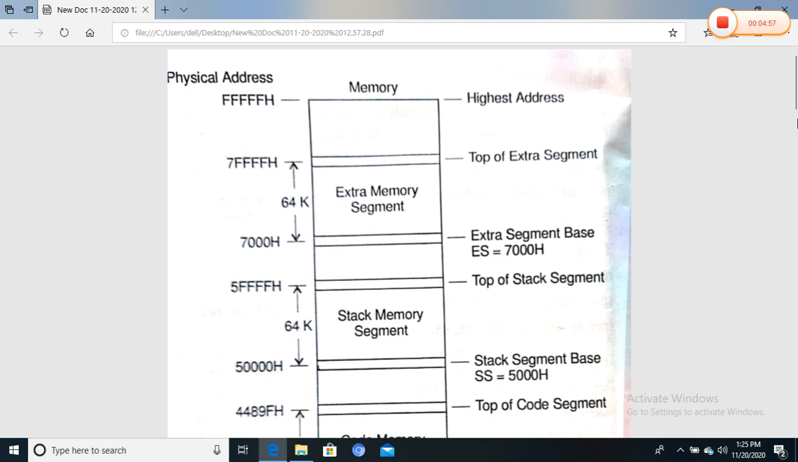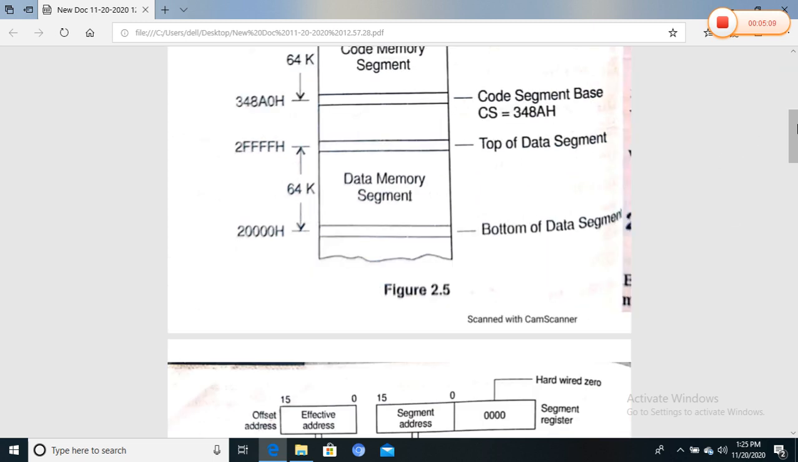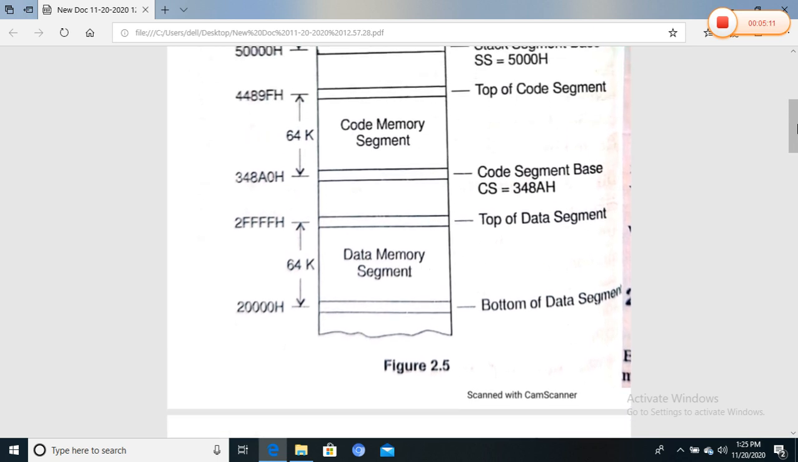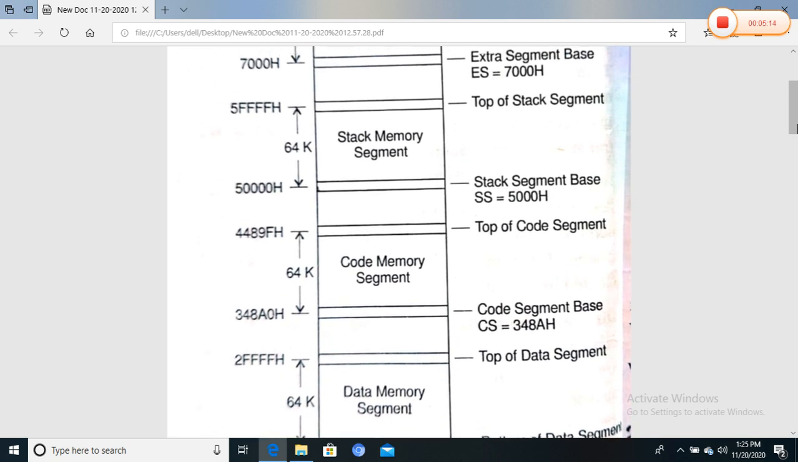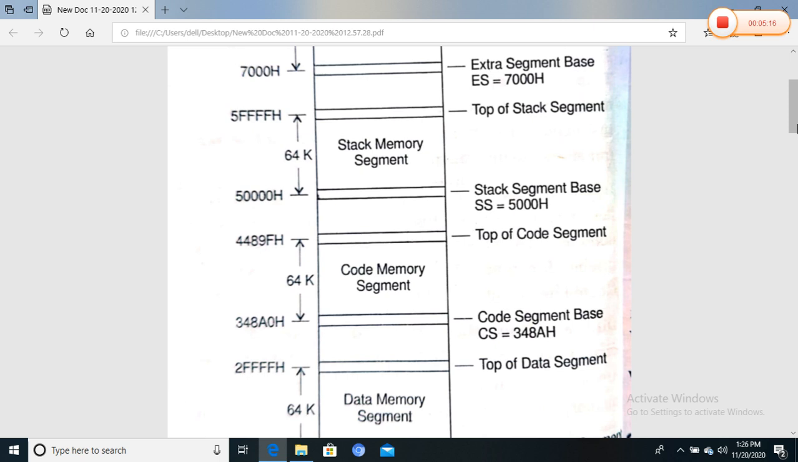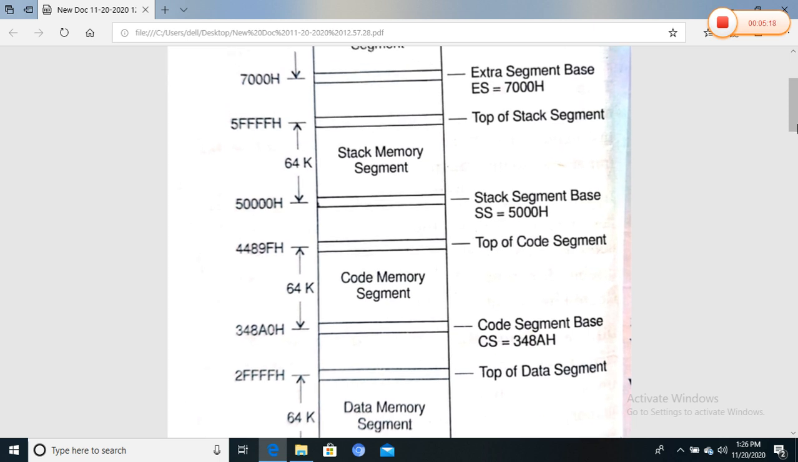On the right hand side, ES is equal to 7000H, SS is equal to 5000H, and CS is equal to 348AH. The 16-bit offset displacement is added to the 16-bit base address, shifted left by one digit, and we get the 20-bit physical address. That is the memory segment.